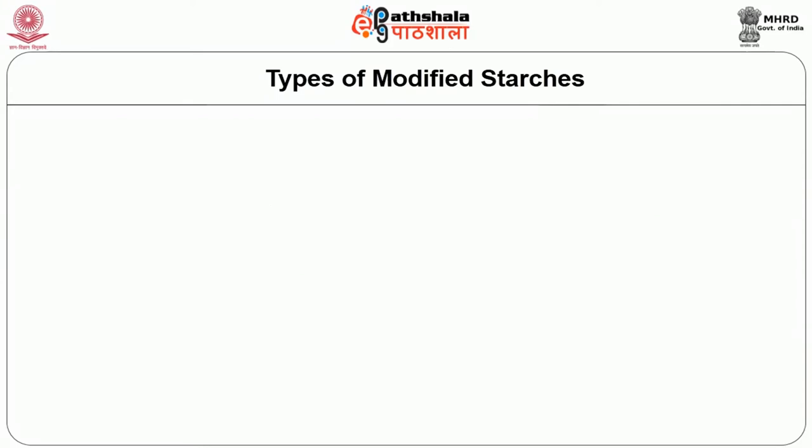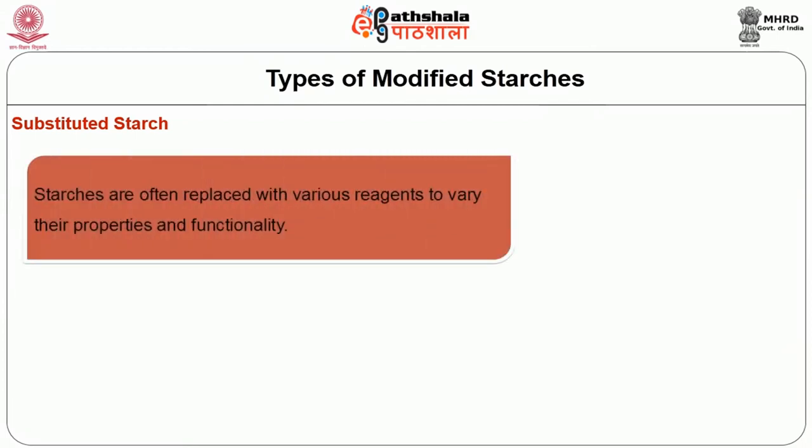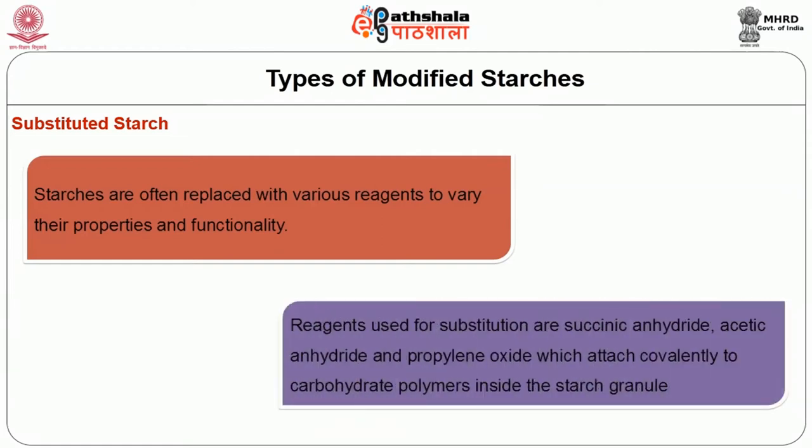Second type of modified starch is substituted starch. Starches are often replaced with various reagents to vary their properties and functionality. Reagents used for substitution, such as succinic anhydride, acetic anhydride and propylene oxide, attach covalently to carbohydrate polymers inside the starch granule.